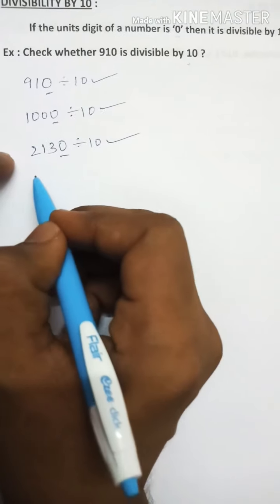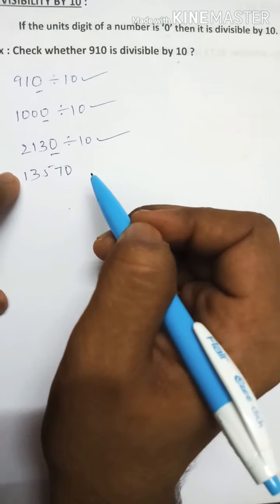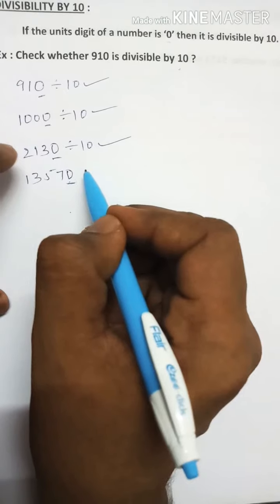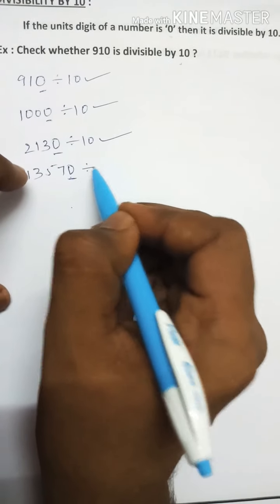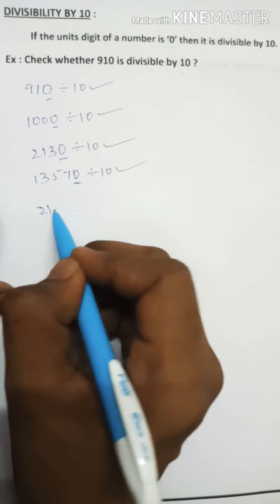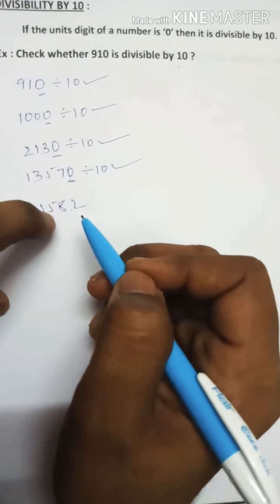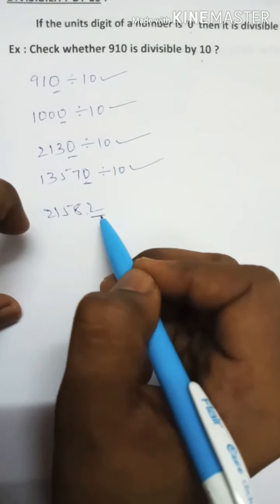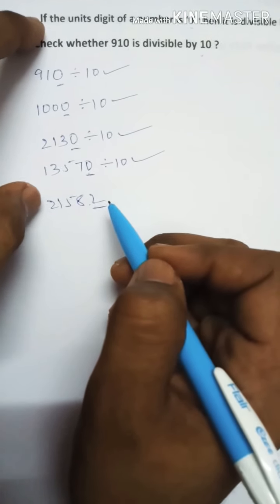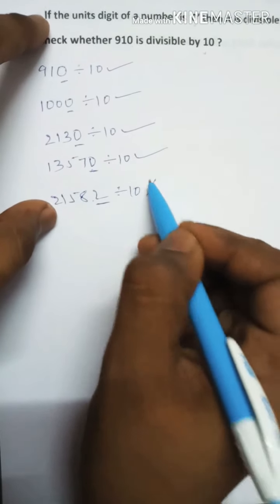Let us take one more number, 13,570. If you observe this number carefully, again in units place we have 0. So from this we can say that 13,570 is divisible by 10. Let us take one more number, 21,582. If you observe this number carefully, in units place we have 2. Therefore, according to our rule, this number, that is 21,582, is not divisible by 10.